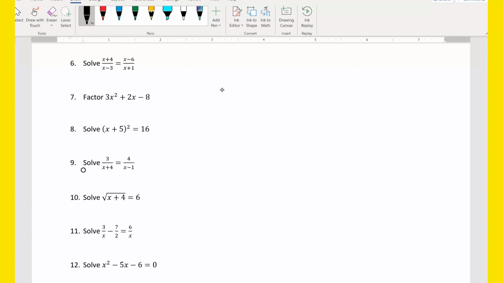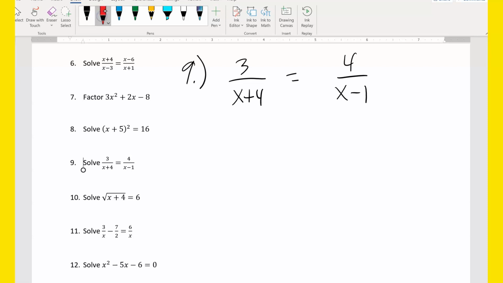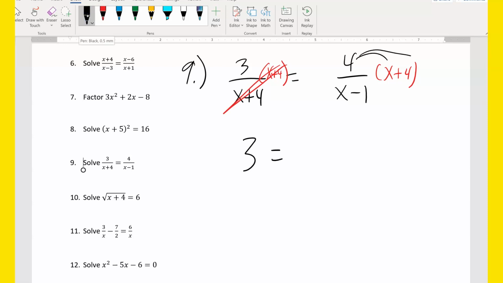All right, number 9 is a lot like number 6. 3 over x plus 4 equals 4 over x minus 1. I will get rid of the x plus 4, get that off the bottom by multiplying by x plus 4. And I got to do the same thing over here. So that cancels that out, and that gives me just 3 on the left side. On the right side, I need to distribute that 4 because it doesn't cancel out. So it's 4x plus 16 over x minus 1.